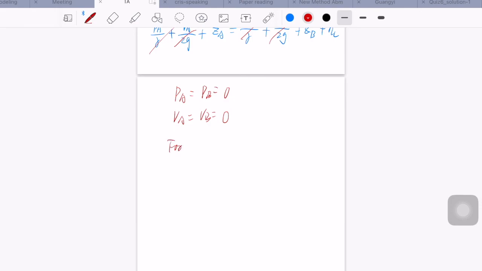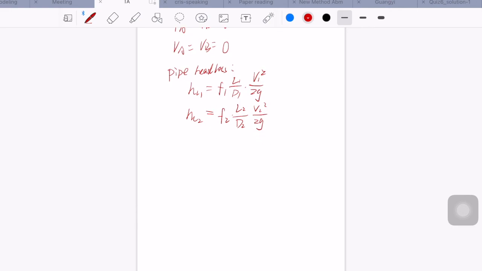So for the pipe head loss, the head loss in pipe 1 is equal to F1 times L1 divided by D1 times V1 square divided by 2g. Head loss in pipe 2 should be equal to F2 times L2 divided by D2 times V2 square divided by 2g. And then we need the minor head loss.